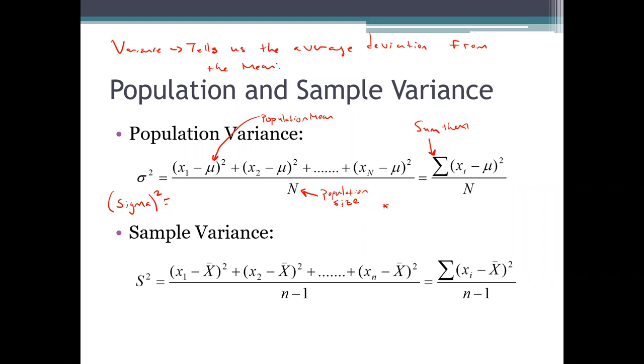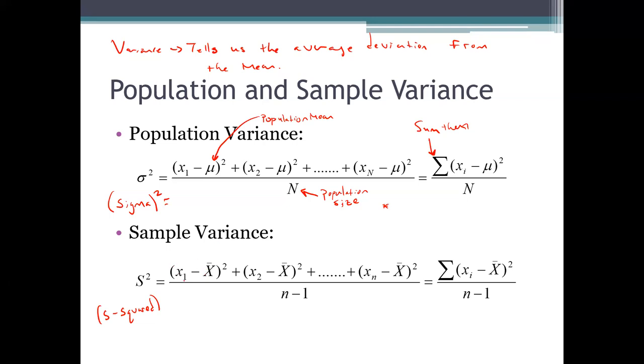Now you look here, next you see the sample variance. This is just denoted as S with a squared on it. This is literally called S squared. Whenever you see a Greek letter, it tells you that it's a parameter. Whenever you see a non-Greek letter, that tells you it's going to be a statistic. And again, it's the same basic formula, just the notation is a little different, okay?